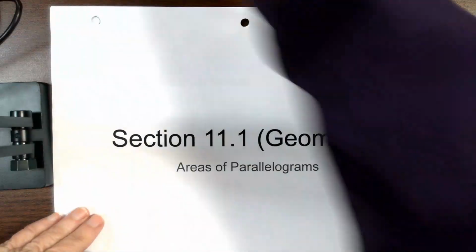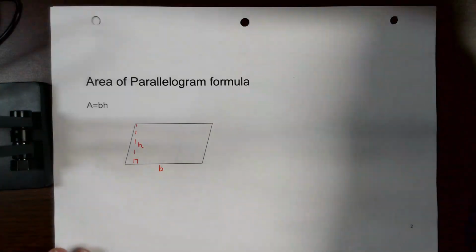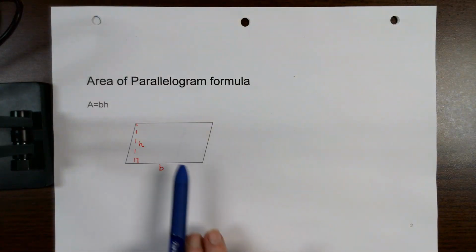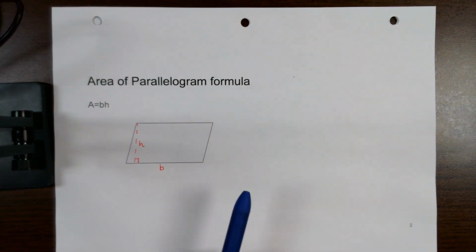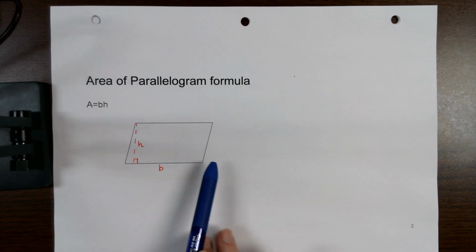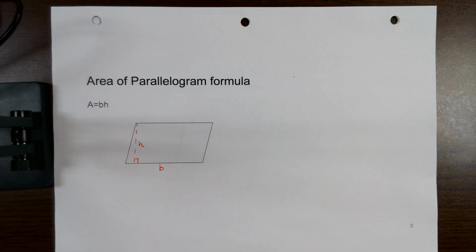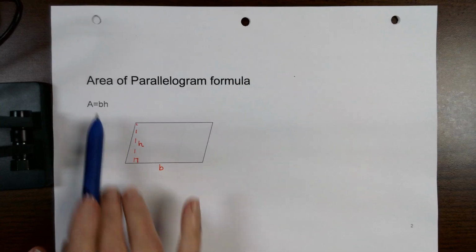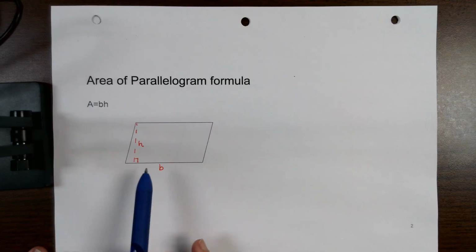Section 11.1 has to do with areas of a parallelogram. Remember, in a parallelogram, opposite sides are parallel. It might be in the form of a square or a rectangle or just a straight parallelogram. But the area formula is always the same. It's the base times the height.